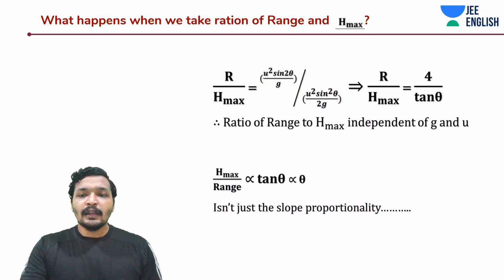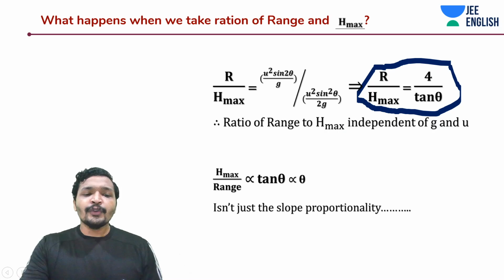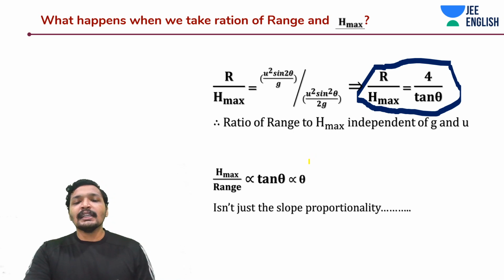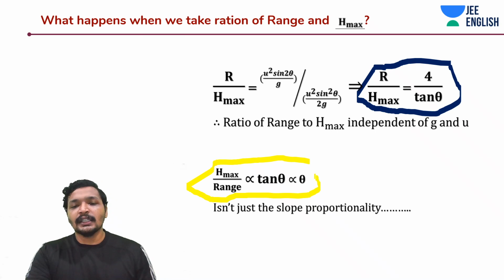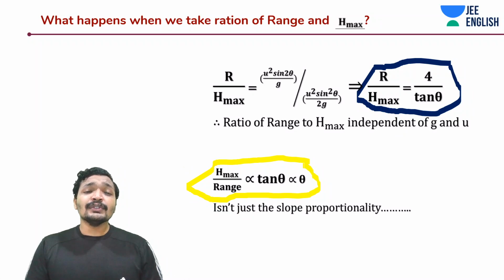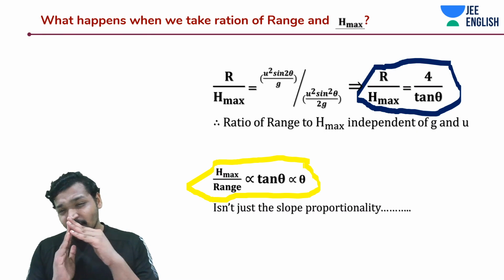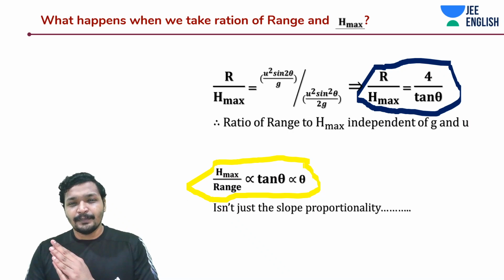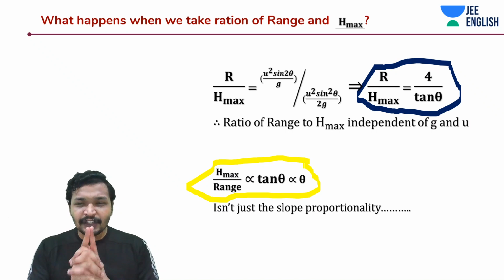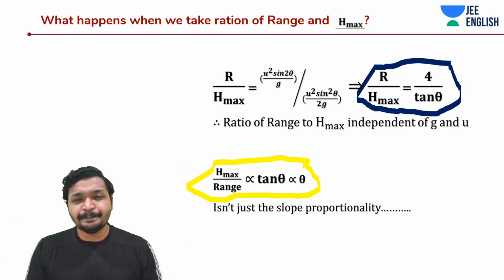Really simple. And let me tell you something. Now you do a thing. You take the inverse, Hmax by range. You see that it is proportional to tan theta, it is proportional to theta, because tan theta is proportional to theta. That tells you that Hmax by range is proportional to theta, meaning there is something known as slope proportionality. Something like slope proportionality that you have seen before. And a very easy way to remember this concept or this particular phenomenon.